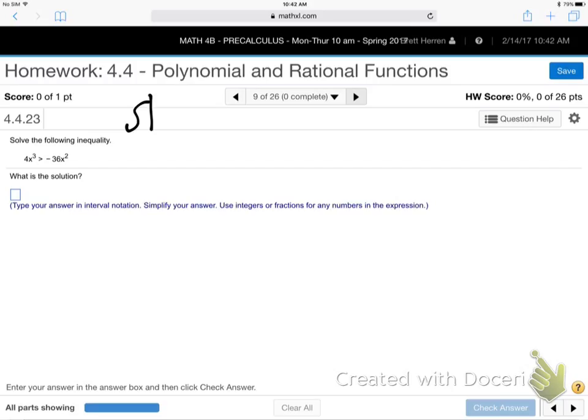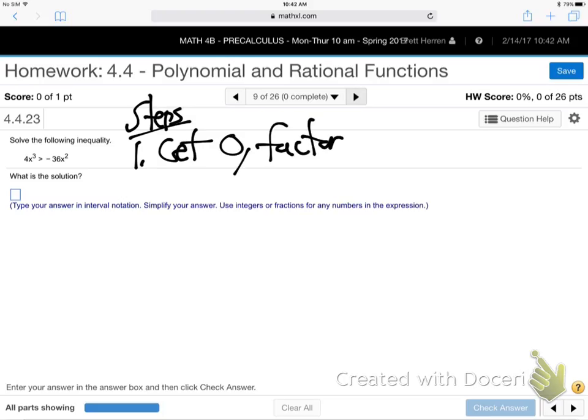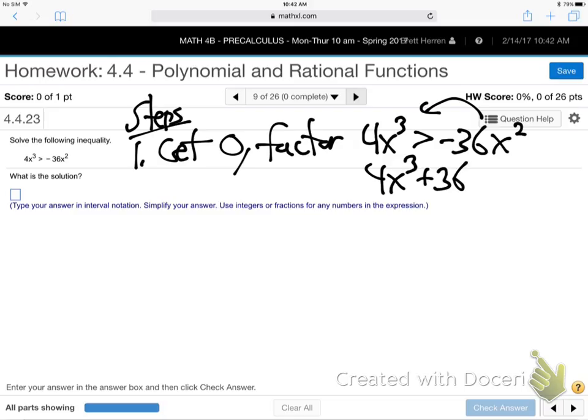So let's go through the steps. Again, we're flying the plane blind. Step number 1, I really should have said you've got to get a 0 and factor. That's really step 1. Get a 0 and factor. So we take that 4x cubed greater than minus 36x squared, like that. Right away, just jump this over. And I'm going to just make it equal. Remember how we just make it equal to 0?